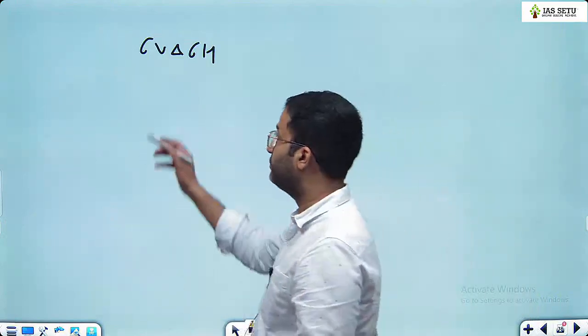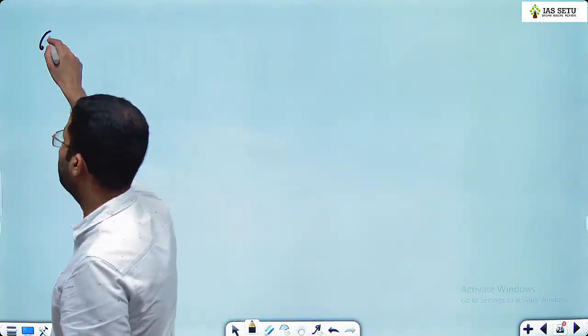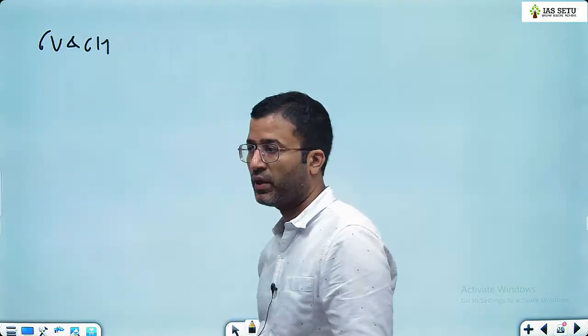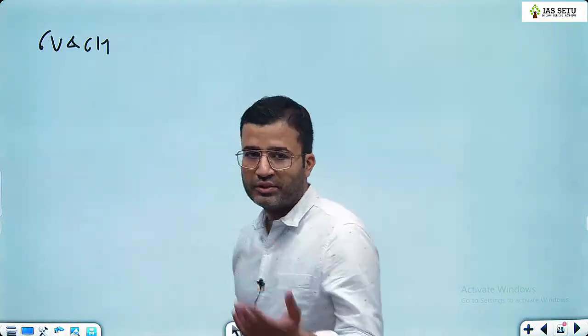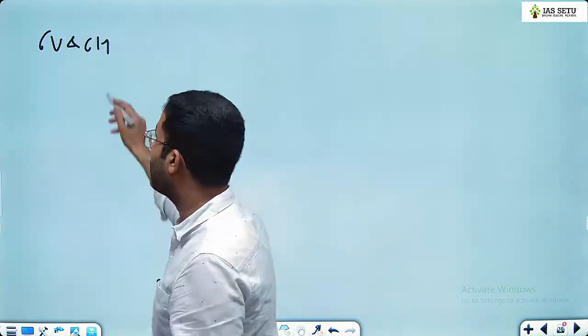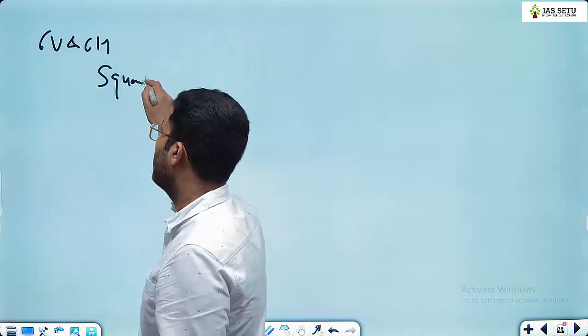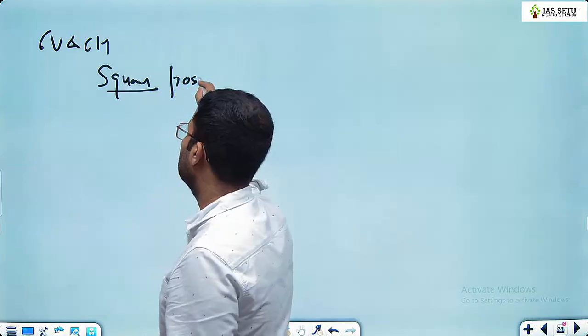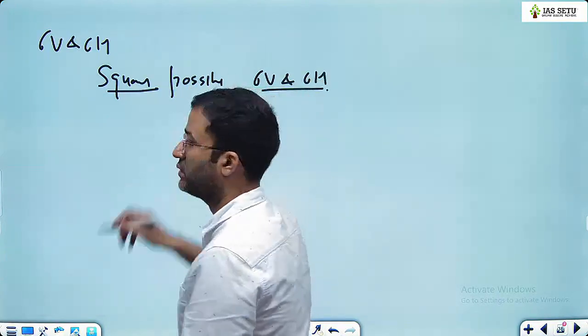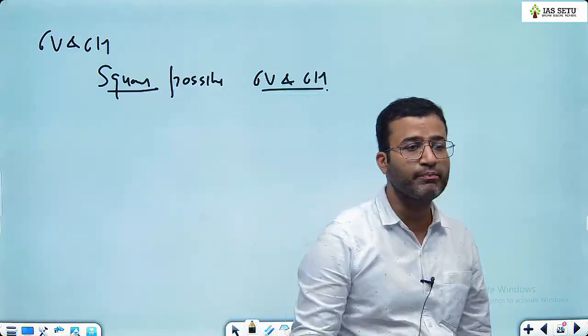Take your time. There are 6 vertical lines and 6 horizontal lines intersecting each other. What is the maximum number of squares possible with these 6 vertical and 6 horizontal lines? My question this time is the number of squares.